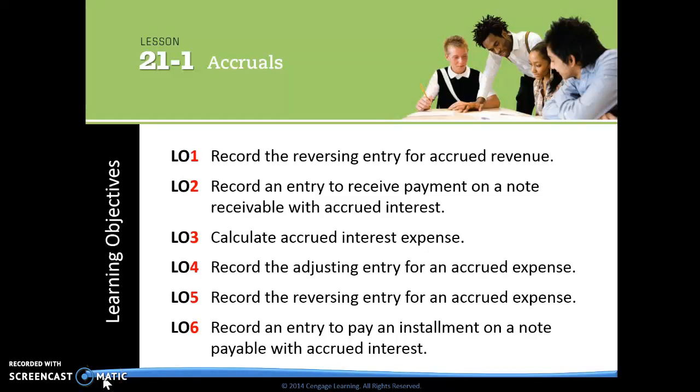21-1 accruals. Chapter 21 is only 2 sections, but if you look, we have 6 learning objectives for this first section. So that's kind of a lot. We need to be able to record the reversing entry for accrued revenue. We need to be able to record an entry to receive payment on a note receivable with accrued interest. We need to be able to calculate accrued interest expense. We need to be able to record the adjusting entry for an accrued expense. We need to be able to record the reversing entry for an accrued expense, and then we need to be able to record an entry to pay an installment on a note payable with accrued interest.